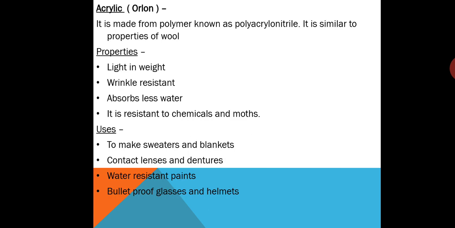The properties: it is very light in weight, wrinkle resistant, absorbs very little moisture, and it is resistant to chemicals and moths. What are the uses? It is used to make sweaters and blankets. We know it is similar to wool. Wool is also used for making sweaters and winter clothes. Similarly, acrylic, the artificial wool, is used to make sweaters and blankets. It is also used for making contact lenses and dentures, water resistant paints, and bulletproof glasses and helmets.